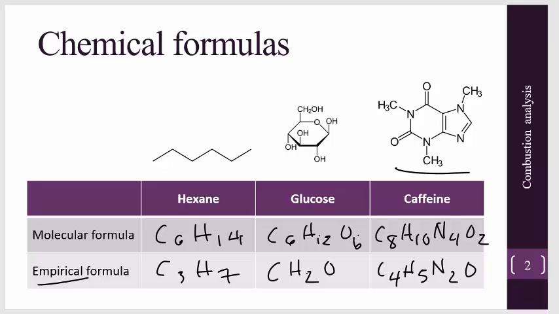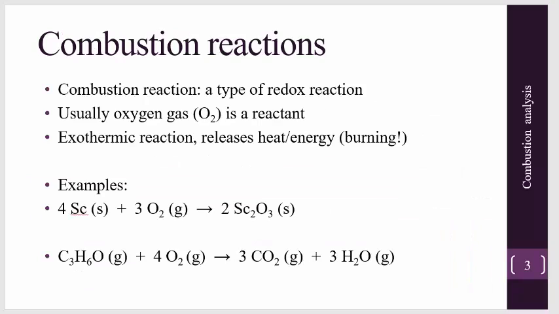Another type of background information we need now is something about combustion reactions. So combustion reactions are a type of redox reaction where we have oxidation numbers changing between the reactants and the products. Almost always oxygen gas is going to be a reactant, and typically a combustion reaction is an exothermic reaction that releases heat, and it's commonly thought of as burning. So whenever we burn something, we need oxygen to be able to do that. If we can cut off the supply of oxygen, then the combustion reaction will stop. It will use up all the oxygen present and stop the fire, stop the burning reaction.